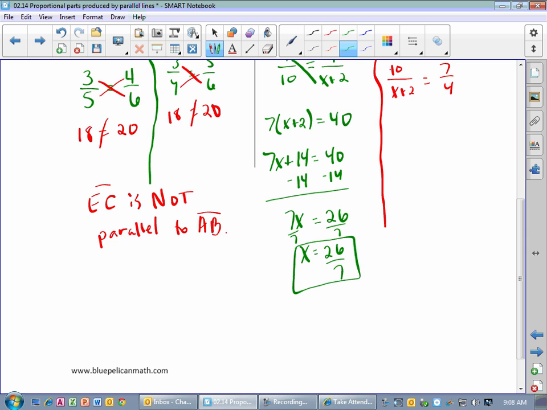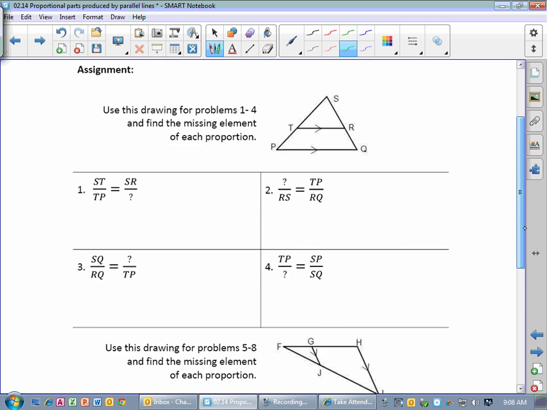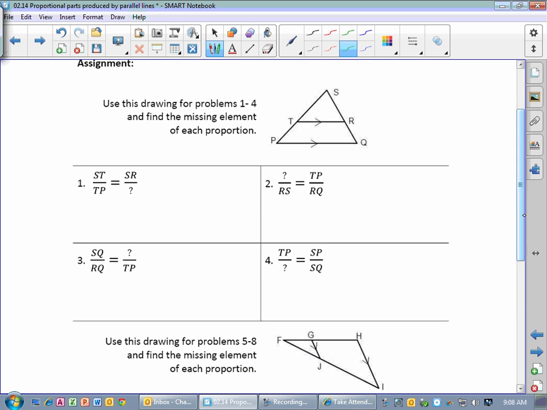So if you take a look at the assignment, the first page, it's saying find the missing element of each proportion. So look at the figure, and then look at the proportion that's given. It says the ratio of ST to TP. So we have ST, TP. And then it says should equal the ratio of SR to something. So we have ST to TP equals SR to, and you basically just say, okay, what's across from TP? RQ. So for the first page, you're just filling in the missing segment in the proportion.